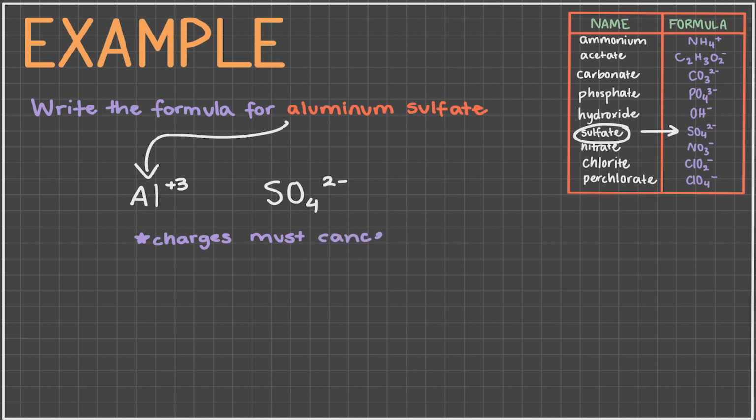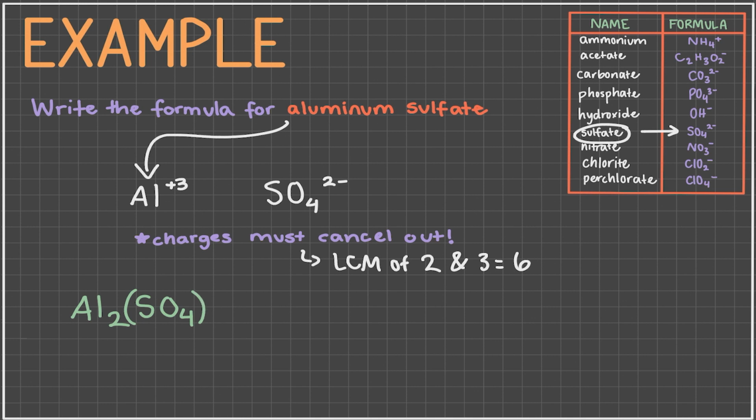Our goal is to have the charges balance out. In other words, the sum of the charges must equal 0. Right now, our charges are not balanced out, so we need to find the least common multiple of the charges. The LCM of 2 and 3 is 6. Therefore, we need 2 aluminum atoms because its charge of 3 times 2 equals 6. And we need 3 sulfates because 3 times -2 equals -6. And that 6 and -6 will cancel out. So our answer here is Al2(SO4)3.